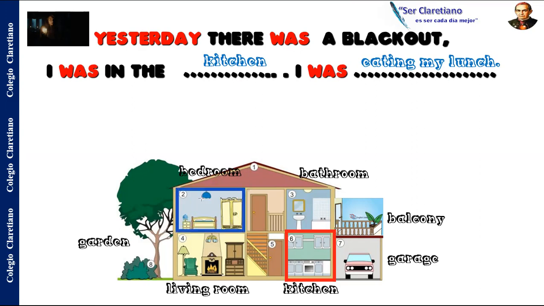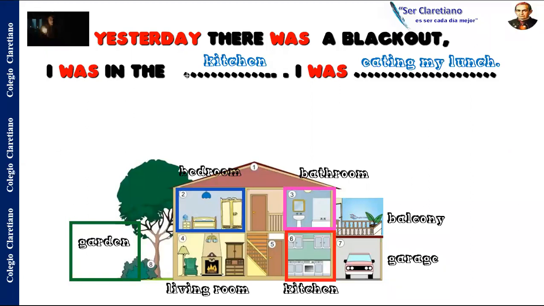I was reading a book. Because in my bedroom, the activity that I can do is reading a book. Another example. Yesterday there was a blackout. I was in the bathroom. I was brushing my teeth. Yesterday there was a blackout. I was in the garden. I was playing with my friends.